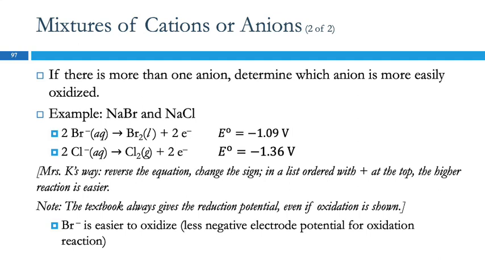And then I can look at the one that's more positive is going to happen. One is closer to 0. So the book always gives you reduction potentials, and so then you have to think, well, for the one I look at which is higher, and the other one I look at which is lower.